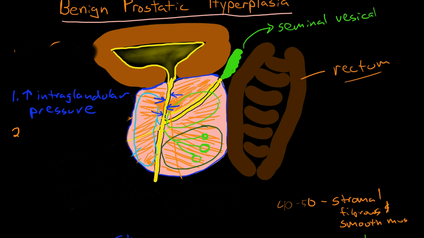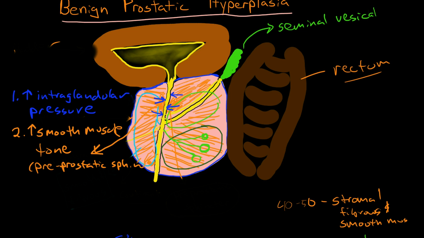Okay, now number two is with our smooth muscle hyperplasia, we develop increased smooth muscle tone. And particularly important is the smooth muscle tone at the prostatic sphincter, as well as the anterior fibromuscular zone. Again, there's lots of smooth muscle there, and it normally helps us maintain continence. However, it's getting a little overactive here, so now it is causing urinary retention.